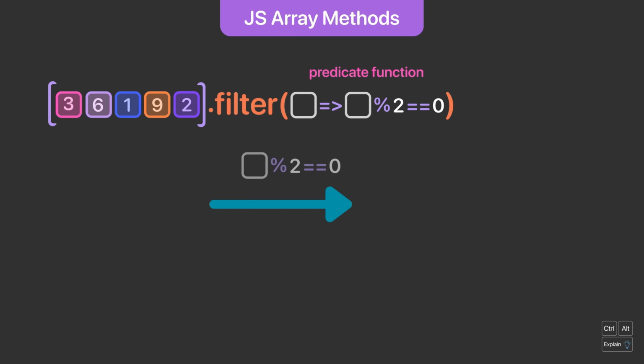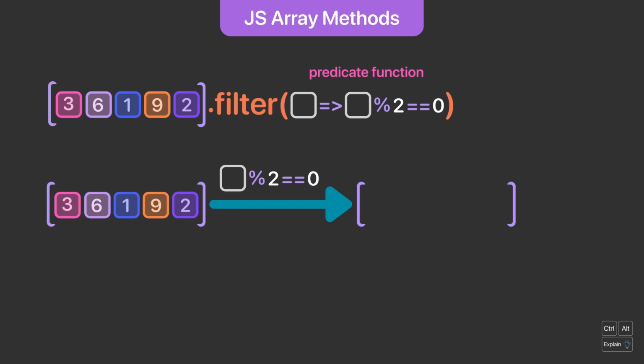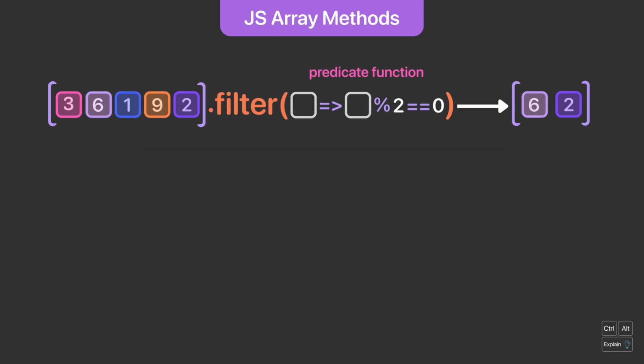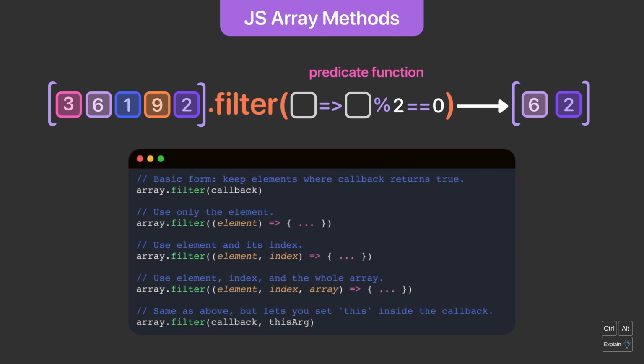Let's walk through this example. We start with the array 3, 6, 1, 9, 2. Each number enters the predicate function and gets checked if it's an even number or not. 3 fails the condition, it's skipped. 6 passes the condition, it's kept. 1 fails the condition, skipped. 9 fails the condition, skipped. 2 passes the condition, kept. After the loop finishes, filter returns a new array containing only the matching values. So think of filter as a gate. Only values that pass the test get through. Just like map, the callback you pass to filter can receive more than one parameter.